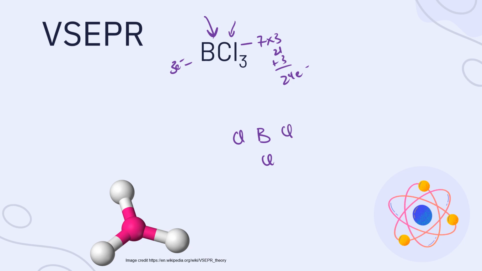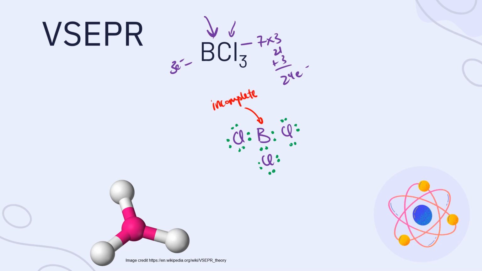We're going to start by putting pairs of electrons between our atoms. We've got 2 and 4 and 6. Now we're going to distribute the rest of the electrons around atoms so that there are some full octets. 8, 10, 12, 14, 16, 18, 20, 22, 24. Oh no, boron only has 6. Should we make a double bond with chlorine? No, because this is one of our weird exceptions. Boron is okay with an incomplete octet.